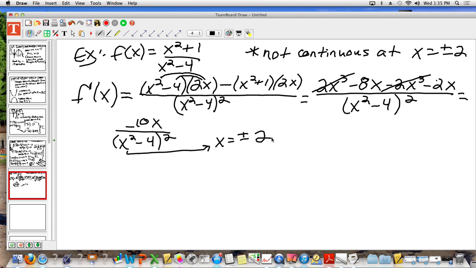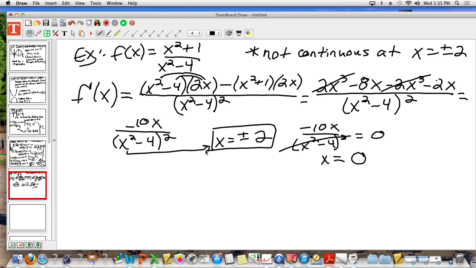We found the value of x that made the denominator equal to 0, but you also have to set the entire function, the entire derivative, equal to 0. Do you remember doing that? So we have negative 10x over x squared minus 4 quantity squared. Put it equal to 0. Remember, ignore the denominator. Negative 10 times x equals 0 means that x equals what? 0. So we have critical numbers at positive and negative 2. We also have a critical number at 0.